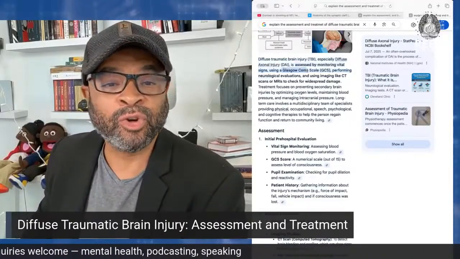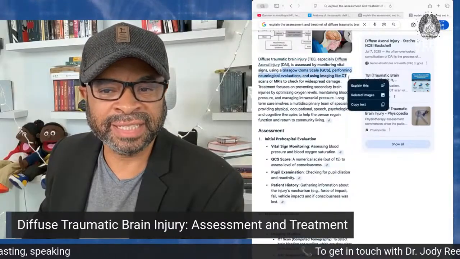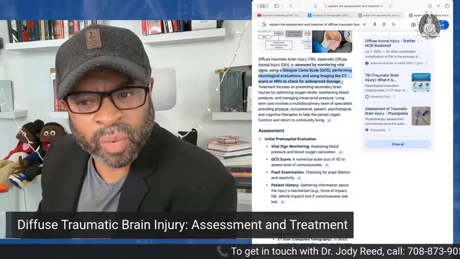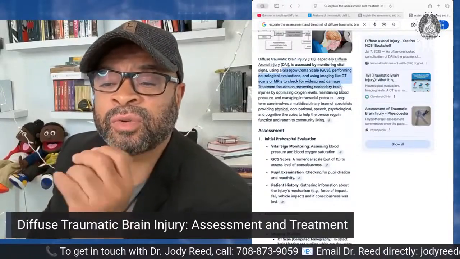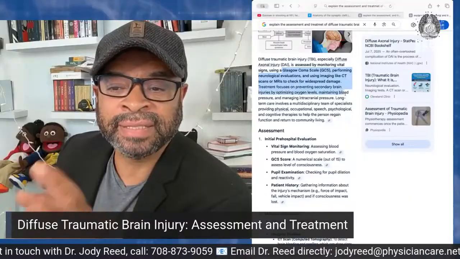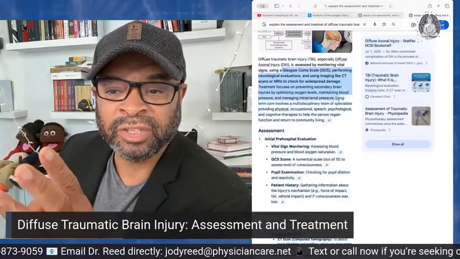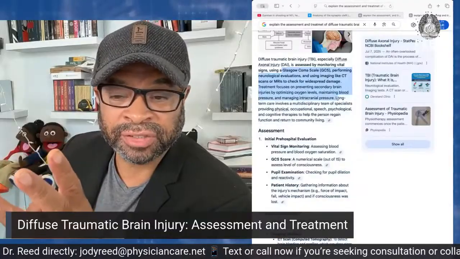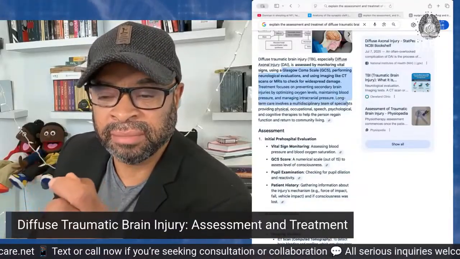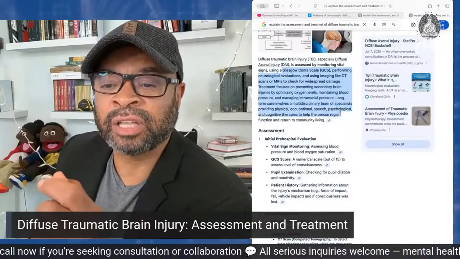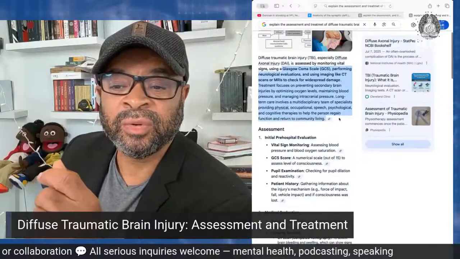Okay, yeah, the Glasgow Coma Scale, right? Performing neurological evaluation and using images like CT scan or MRI to check for widespread damage. And you want to see inflammation, right? Treatment focuses on preventing secondary injury by optimizing oxygen levels, maintaining blood pressure, and managing intracranial pressure. Long term care involves a multidisciplinary team of specialists providing physical, occupational, speech, psychological, and cognitive therapy to help the person regain function and return to a normal community.